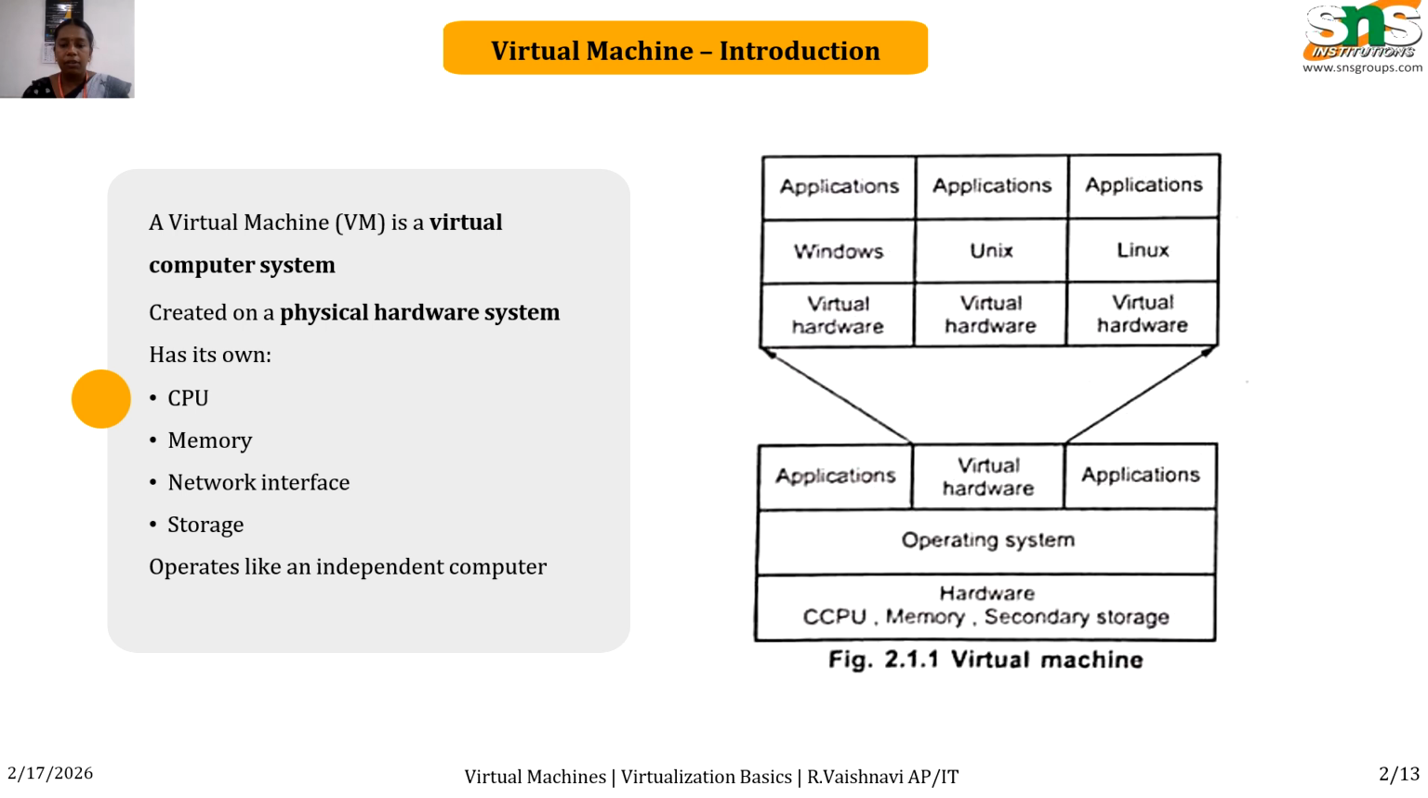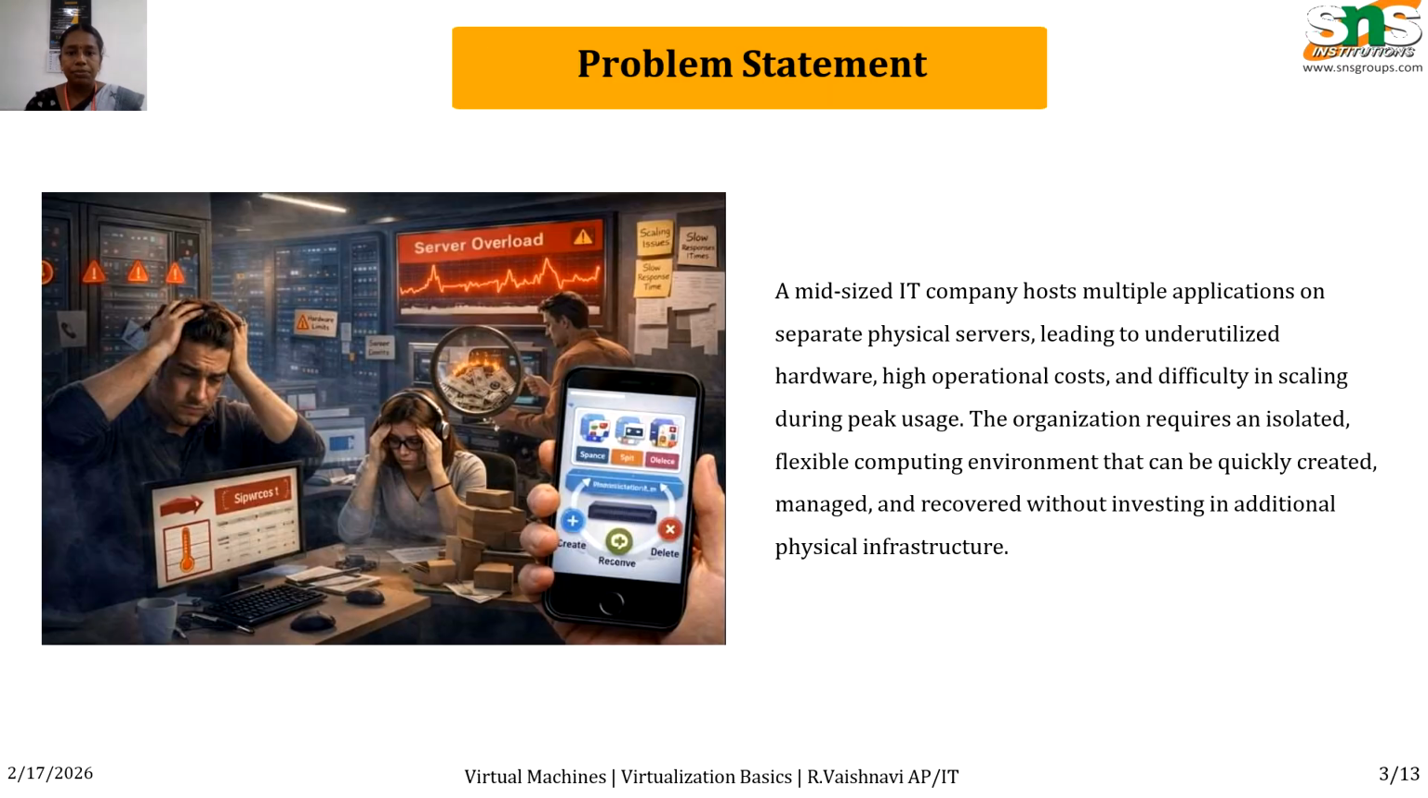Here we have a diagram for the virtual machines. In a virtual machine, it has separate hardware, that is CPU, memory, secondary storages, and then after the hardware system, it has its separate operating systems, and then we have the application. The virtual hardware is connected to the separate OSs, and then separate OSs work with the different applications.